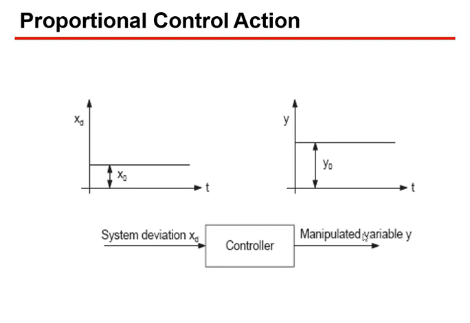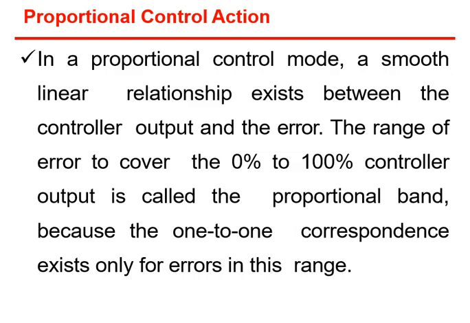If you see more information about this proportional controller, in a proportional control mode, a smooth linear relationship exists between the controller output and the error that we have discussed. The range of the error needed to cover 0% to 100% controller output is called the proportional band. So whatever the range, 0% to 100%, that is the proportional band, because the one-to-one correspondence exists only for error in this range. Why this one-to-one correspondence? Because it is directly proportional to the error. So this is all about the proportional band.